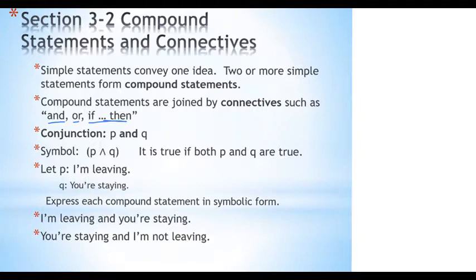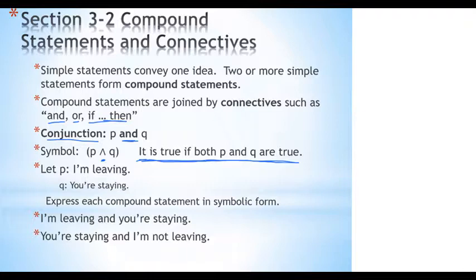We're going to start with our first connector, and that is the word and, which is called a conjunction. The symbol that you use for and is an upside down V. And this statement, when we put it on a truth table, is true if both statements, so both P and Q, are true.